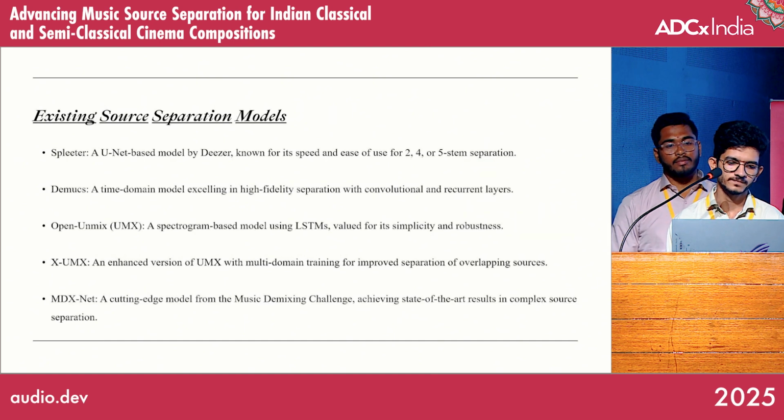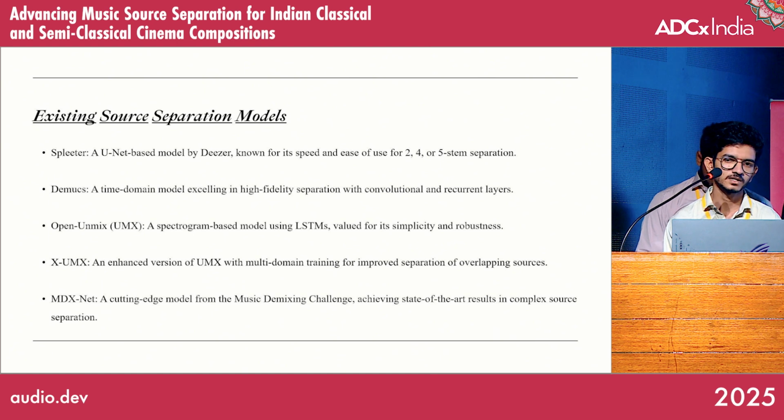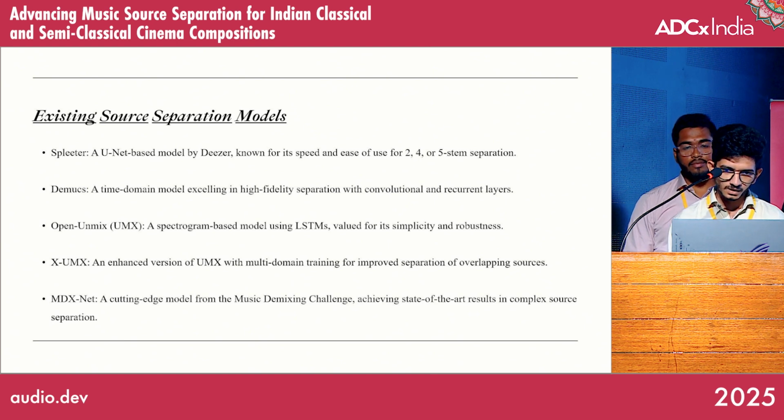So we shall go through the existing, well-known source separation models, which is first Spleeter, which is a UNet-based model. UNet architecture is basically an image classification architecture, which is then transferred to the audio field also. So this works on UNet-based architecture. Audio is converted to spectrograms and then processed in the UNet architecture, and three kinds of models are available, which separate 2 stems, 4 stems and 5 stems.